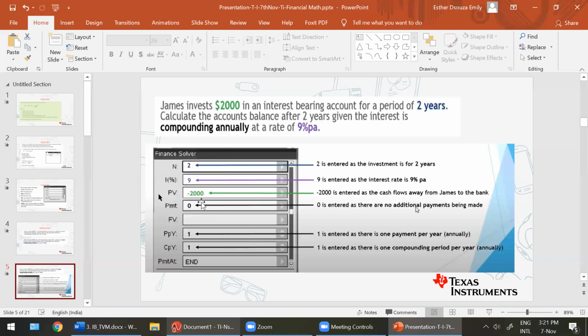Whereas if you are making a payment monthly or quarterly, then that will have to be factored in here. Whatever value you are to calculate, that was rightly identified by two candidates here, Anavi and Hriday. They rightly said it is FV that we are calculating. So leave that blank. Then PPY, that is payment per year. Again, note this is annually, and the compounding period per year, this is again annually, will be 1.